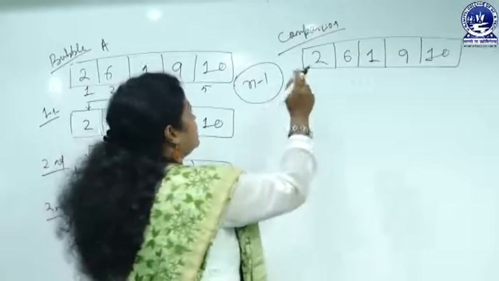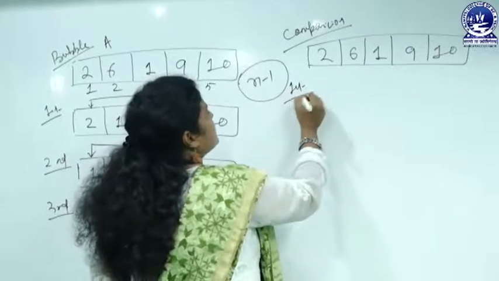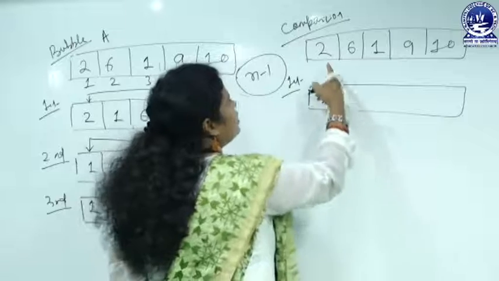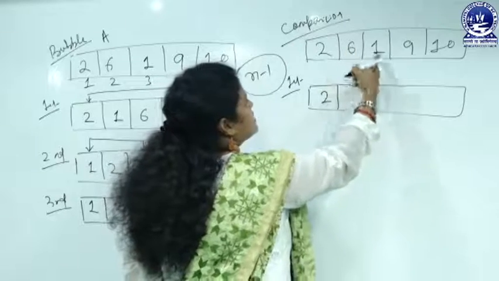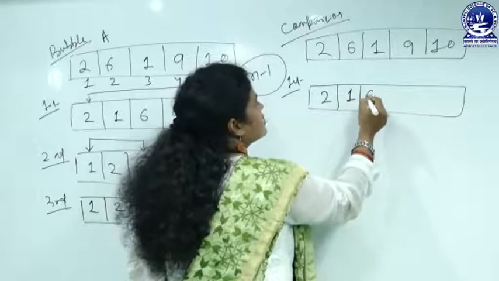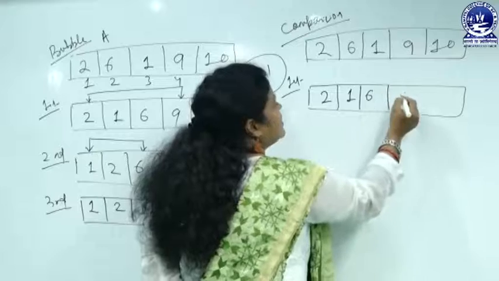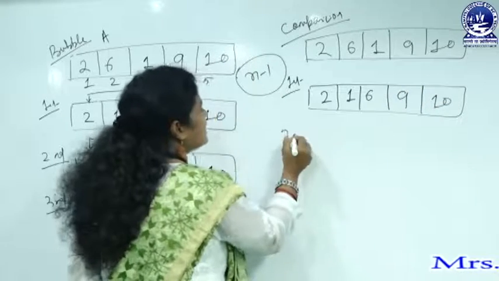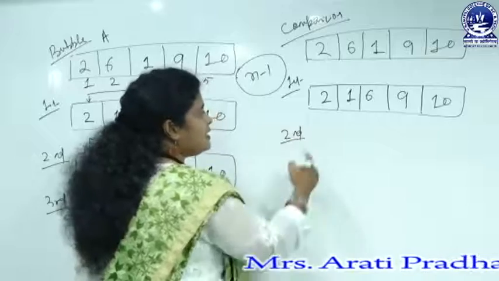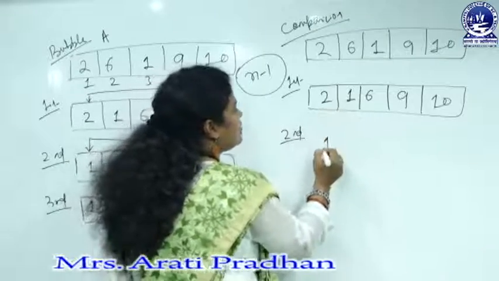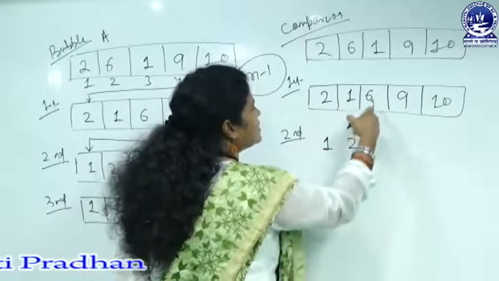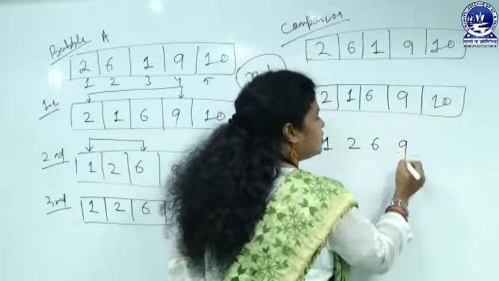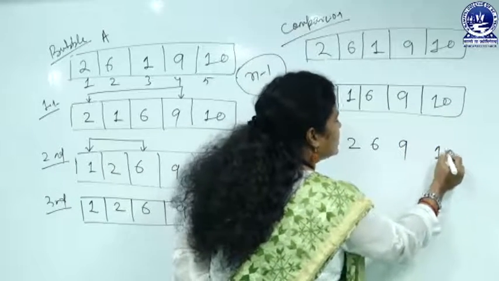so that you can be clear on the differences between both the sorting algorithms. At the first iteration, the list will be in this way: 2 with 6, no comparison, 6 with 1, 1 will be here, 6 will be here, 6 with 9, no comparison, 9 with 10, no comparison. Then at the second iteration, 2 with 1, 1 will be here, 2 will be here, 2 with 6, no swapping necessary, 6 with 9, no swapping, 9 with 10, no swapping.